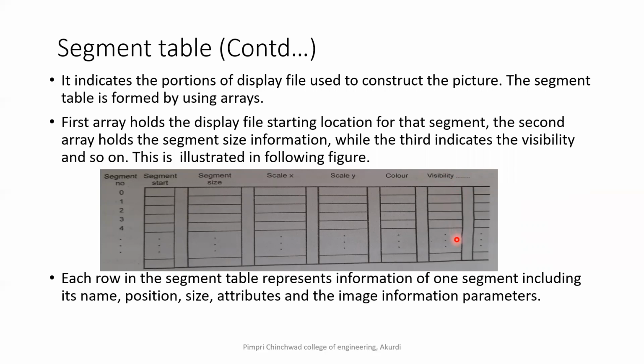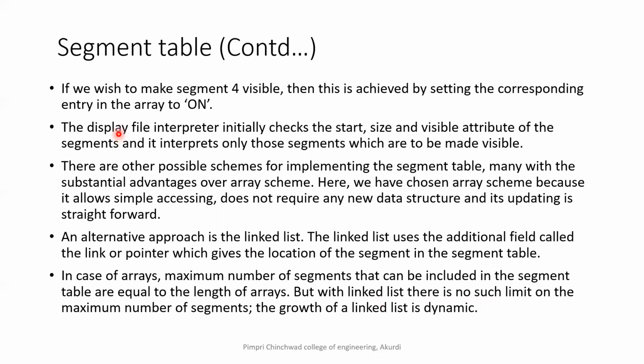Each row in the segment table represents information of one segment, including its name, position, size, attributes, and the image information parameters. Now, if we wish to make the segment 4 visible, then how can I achieve this? I will set the corresponding entry in the visibility column of the array to on.